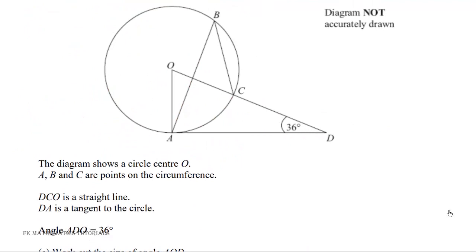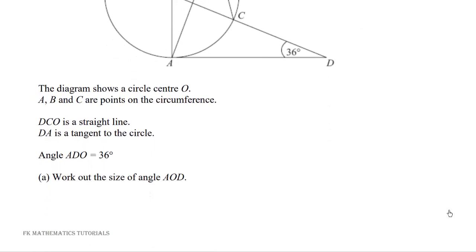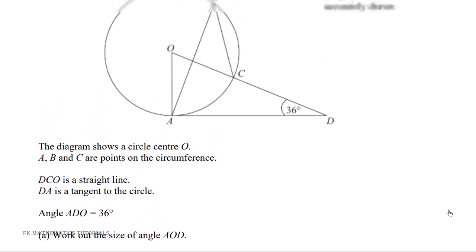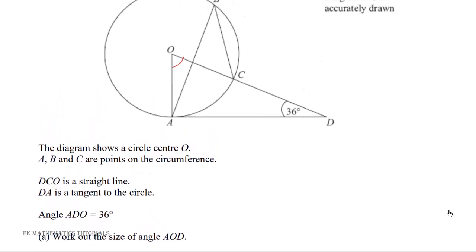The diagram shows a circle center O, A, B, and C are points on the circumference. DCO is a straight line. DA is a tangent to the circle. Angle ADO is 36 degrees. And then we have to work out the size of angle AOD. So this angle here.